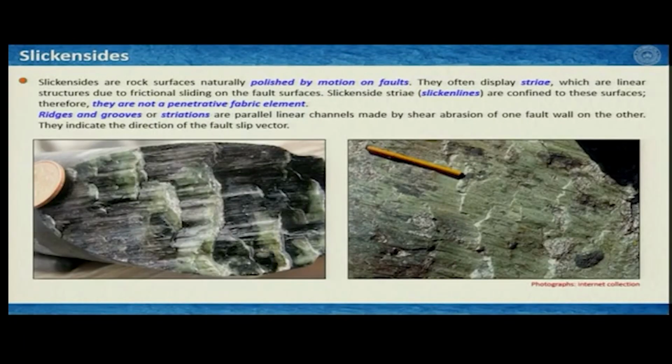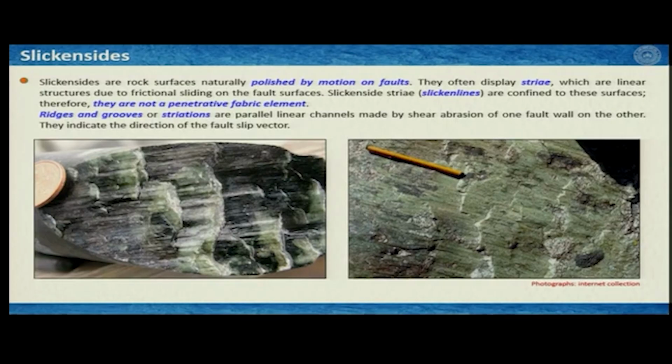Now, in this lecture, I am not going to follow any of these classification schemes. What I will try is to give you some basic ideas of lineations, their basic features, genesis, and at the same time their tectonic significances. So, let us first have a look at one non-penetrative lineation, and these are known as slickensides. So, slickensides are rock surfaces naturally polished by motion of the faults.